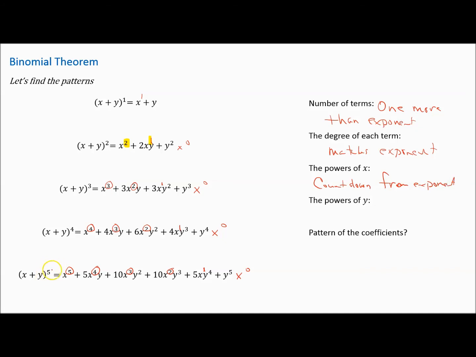So if I had an x to the fifth, it would be an x to the, well, I do have an x to the fifth. If I had an x to the sixth, it would be an x to the sixth, x to the fifth, x to the fourth, x to the third, x squared, x to the first, x to the 0.